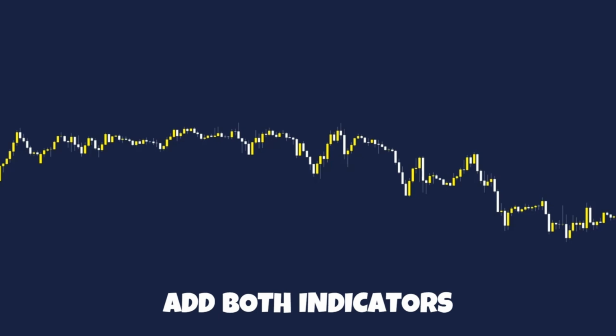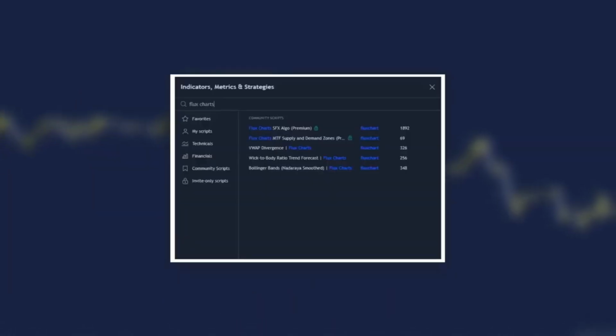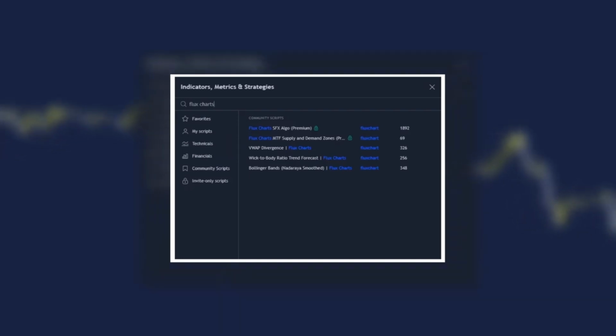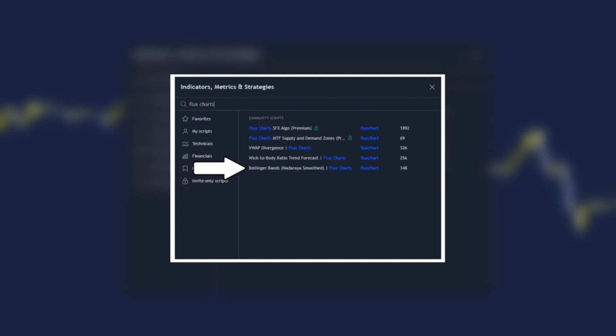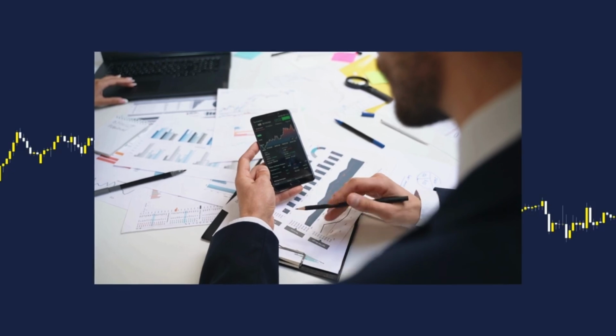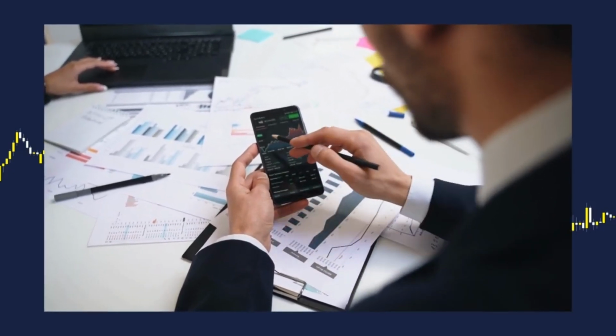So we're now going to add both of these indicators to our chart. Click on indicators at the top, type in Flux Charts, and we will be adding the VWAP divergence indicator and the Bollinger Bands indicator. Both of these indicators are by Flux Charts, but both of these indicators are absolutely free and they are very, very powerful, and shortly I will show you why.